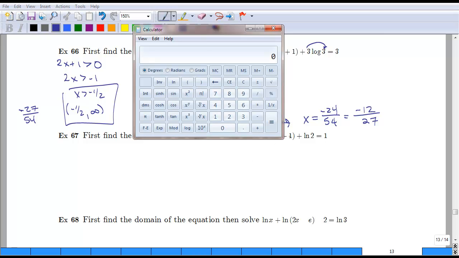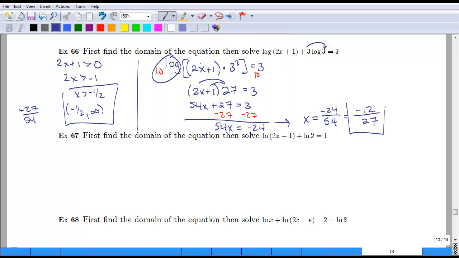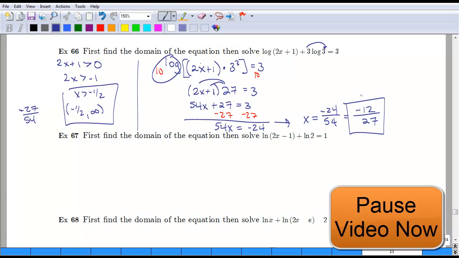Or you can go to your calculator and say negative 12 divided by 27, and you can find that that's negative 0.444, which is again, negative 0.5 is to the left of negative 0.44. So this is in fact greater than our required value to fit in our domain. I want you to pause the video here and try example 67.